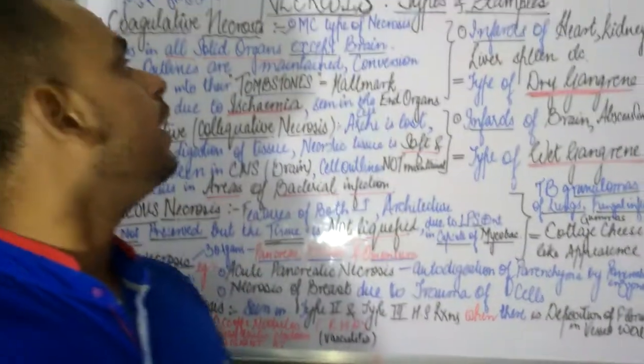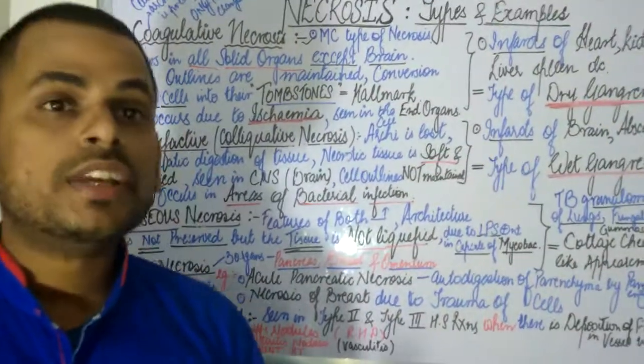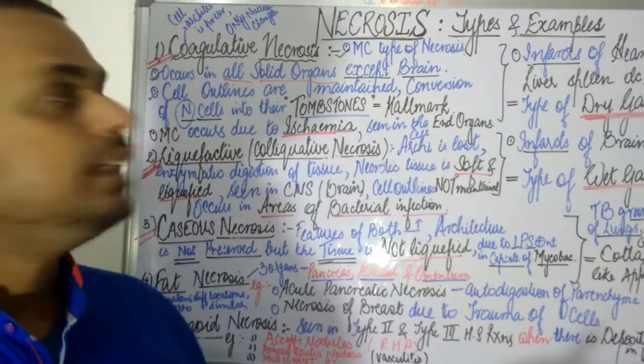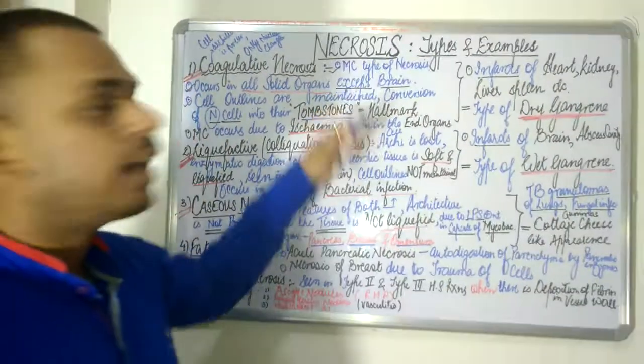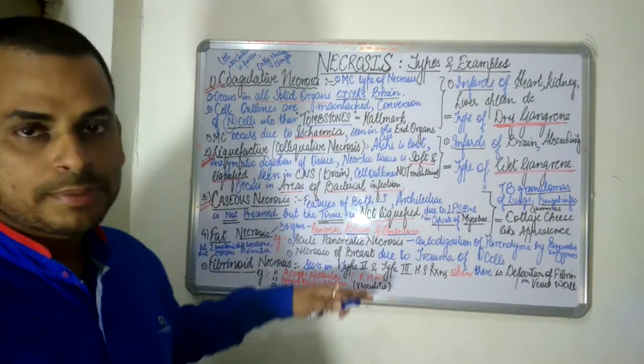So students out there, this was all the five types of necrosis, the distinguishing features of each and every type, and how we can very easily remember them just by a brief comparison between all of them. I have compared all the types of necrosis here.